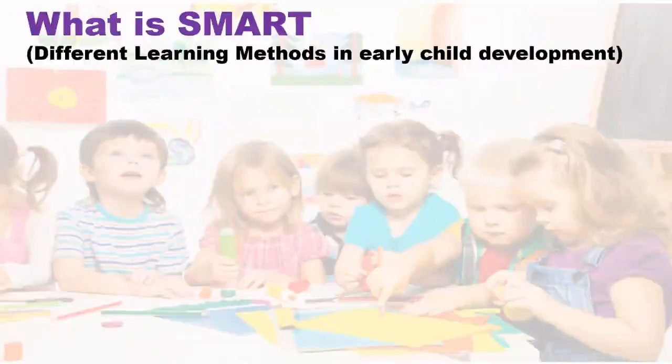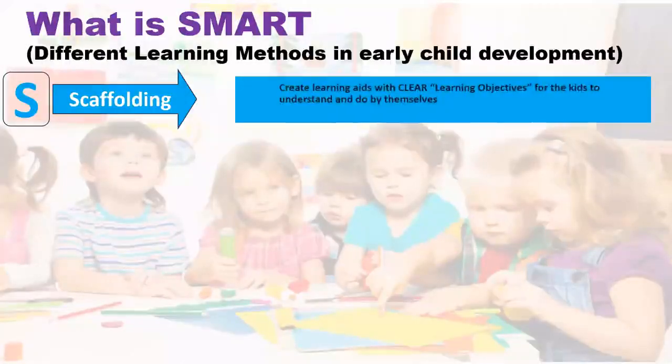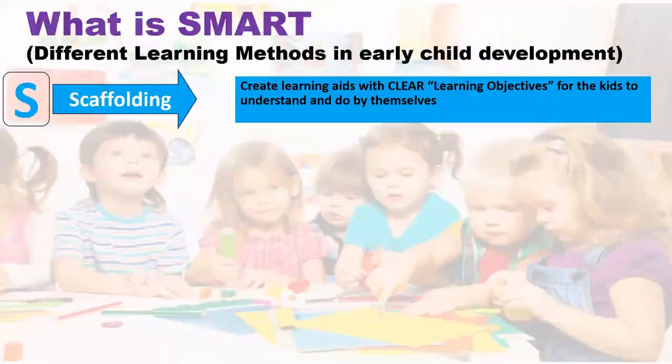Now, as I said, this smart is the combination of 5 different learning methods, especially designed for early child development. And if you look to the first one, S of smart, that is called scaffolding. In different setups, we have been discussing scaffolding as one of very, very effective techniques of skill building.